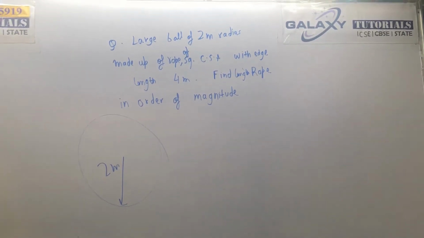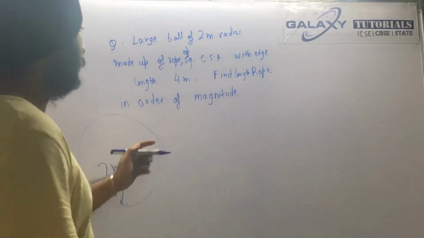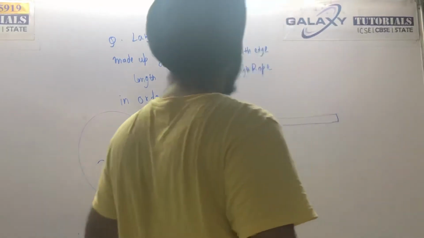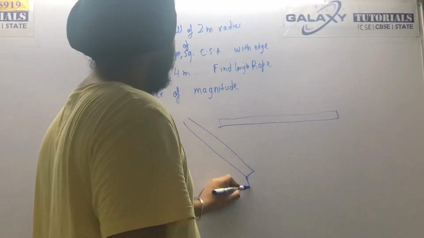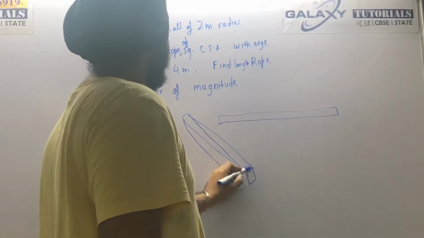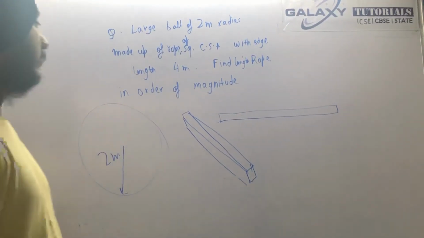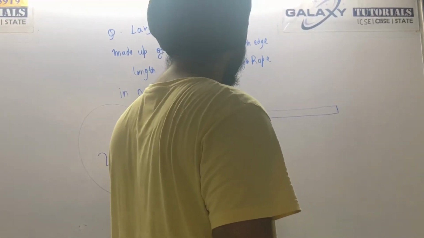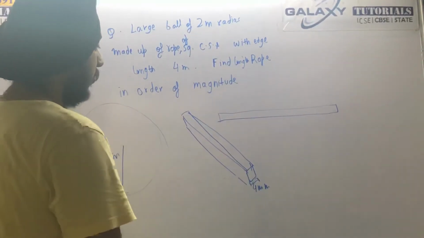So what they have given you in the question is a rope that has a square cross section. What I mean to say is it looks something like this. It has a square cross section in the front, and they have given you the square cross section's length, that is 4 mm.